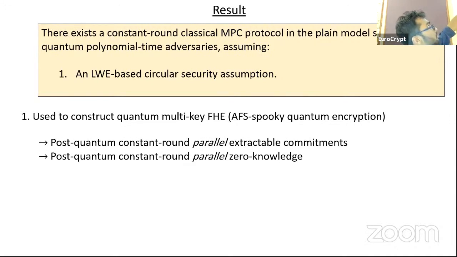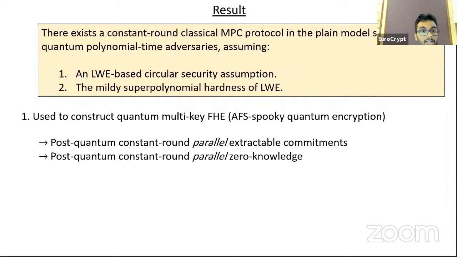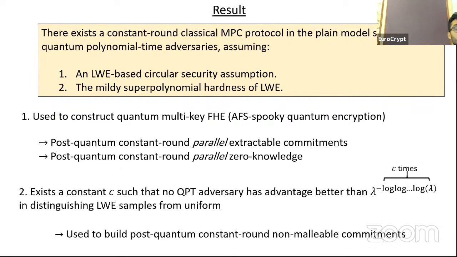And we use that in turn to create constant round parallel extractable commitment, and then constant round parallel zero knowledge proof, which are both secure against quantum adversaries. The second assumption that we rely on is a mildly super polynomial hardness of LWE. And we use that to create post-quantum constant round non-malleable commitments.